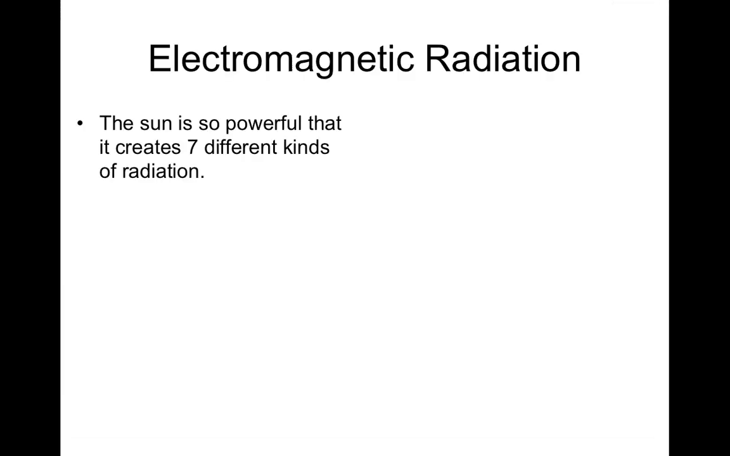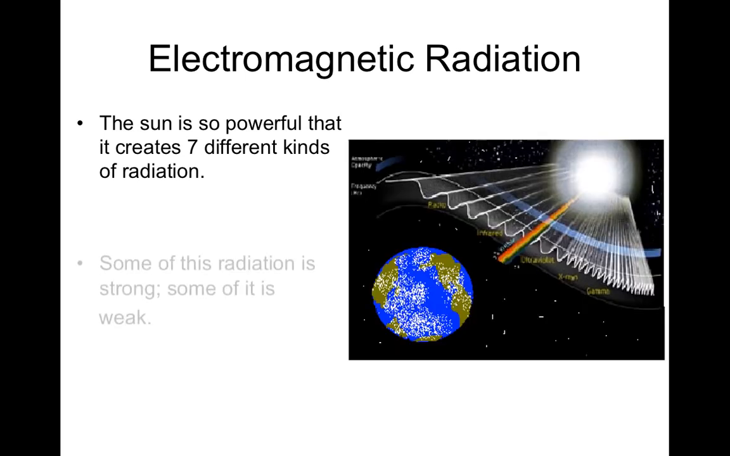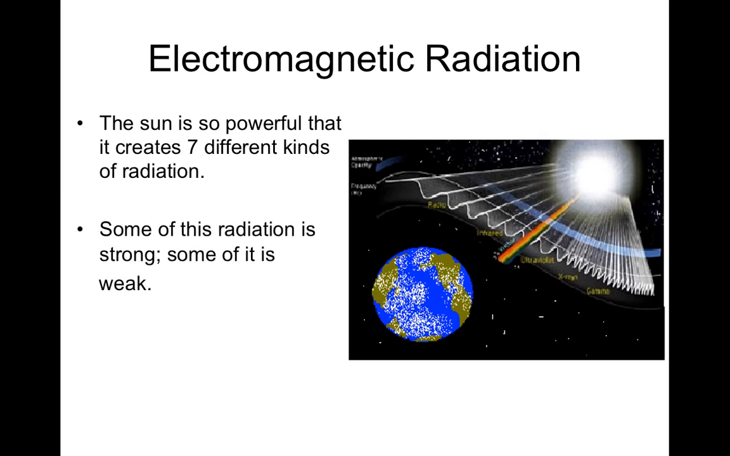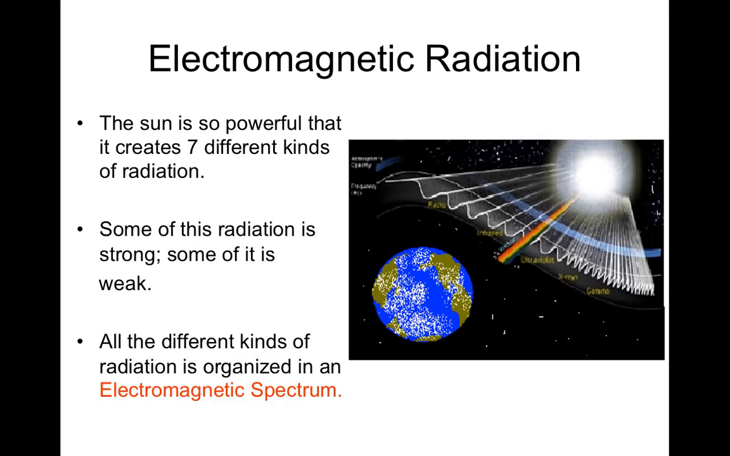Electromagnetic radiation. The sun is so powerful that it creates 7 different kinds of radiation. Some of this radiation is strong, while some of it is weak. All of the different kinds of radiation are organized into something known as the electromagnetic spectrum.